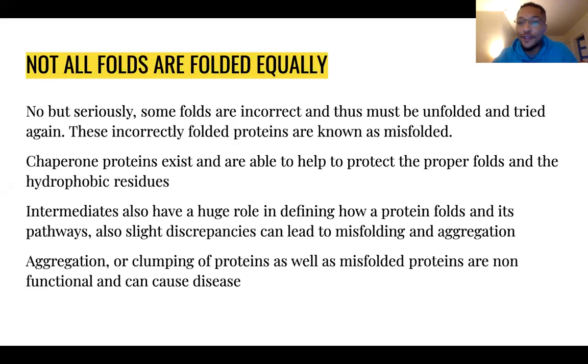Not all folds are folded equally. No, but seriously, some folds are incorrect and thus must be unfolded and tried again. These incorrectly folded proteins are known as misfolded. Chaperone proteins exist and are able to help to protect the proper folds and the hydrophobic residues. Intermediates also have a huge role in defining how a protein folds and its pathways. Also, the slightest discrepancies can lead to misfolding and aggregation. Aggregation or clumping of proteins as well as misfolded proteins are non-functional and can also lead to diseases.